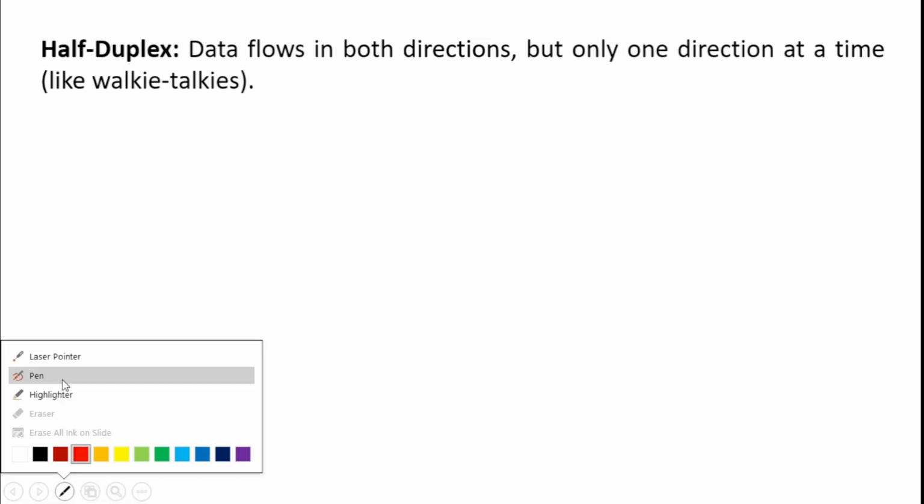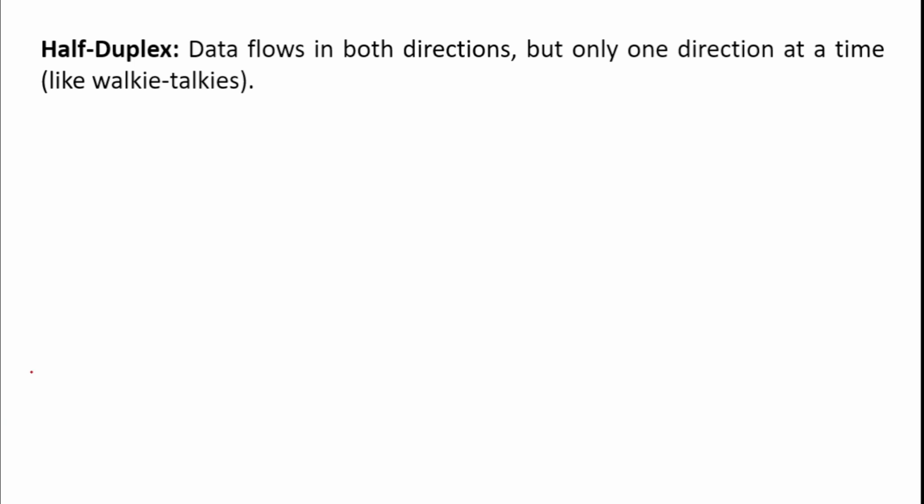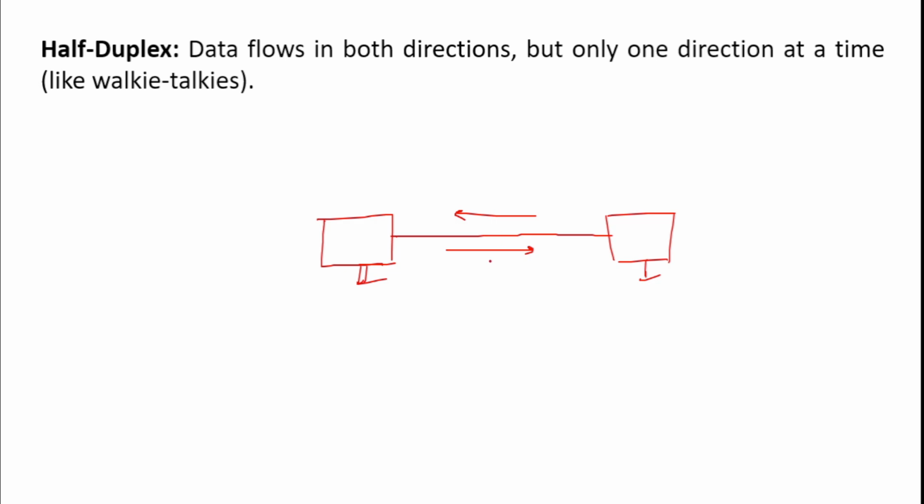In half duplex mode, if there is a sender and a receiver, between them there will be a single channel and the way of communication is two. There will be two-way communication, but not at the same time, at different times. An example of half duplex is a walkie-talkie.